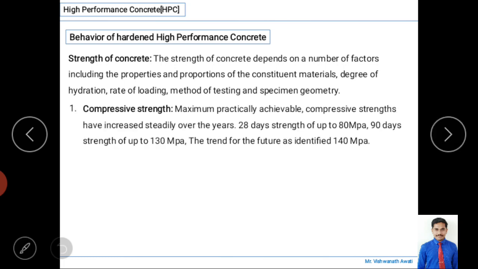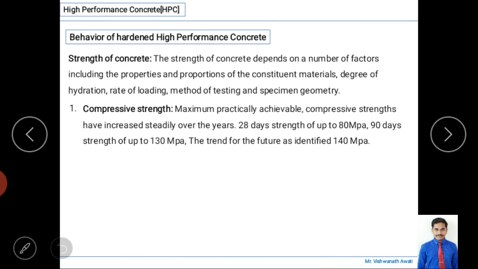Now we will see mainly about compressive strength. Why? Because concrete is good in compressive strength, right? The maximum practically achievable compressive strength has been increased steadily over the years. Because of innovations, we are now increasing the concrete strength, right?